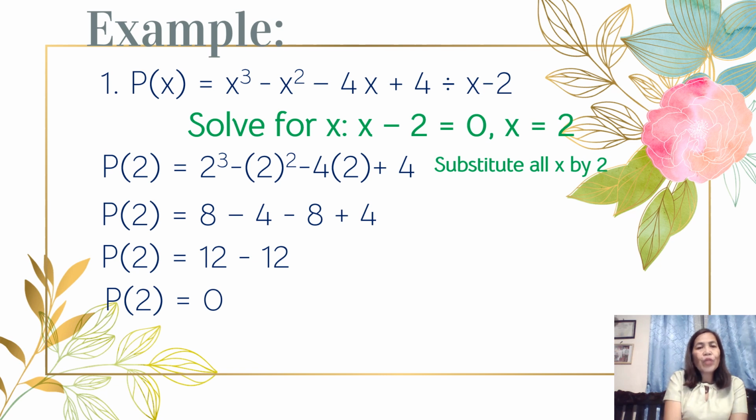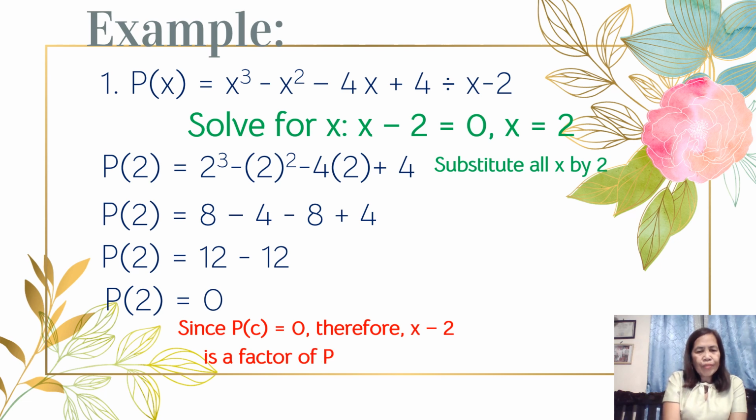So, ito yung target natin. Yung divisor na x minus c, yun ang tinatanong sa atin kung siya ay factor ng polynomial. So, since nag-0 ang remainder, ang x minus 2 is a factor. So, since p of c equals 0, then, or therefore, x minus 2 is a factor of p of x.